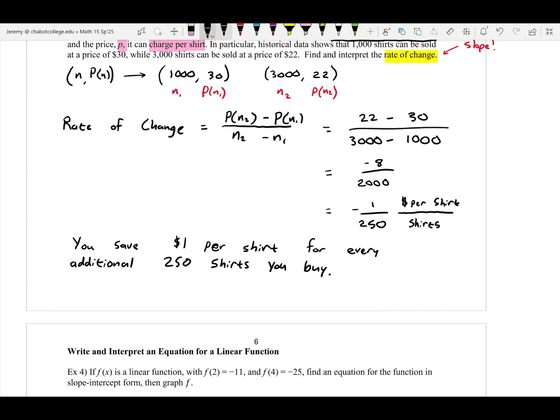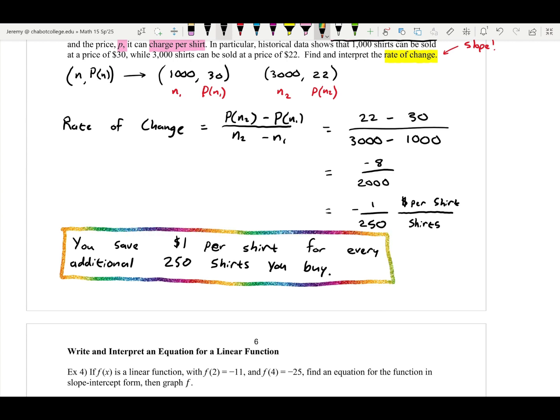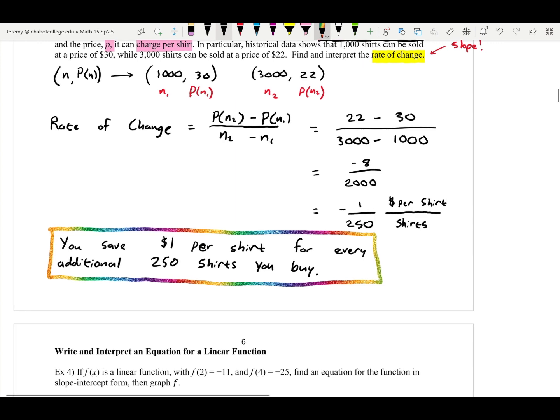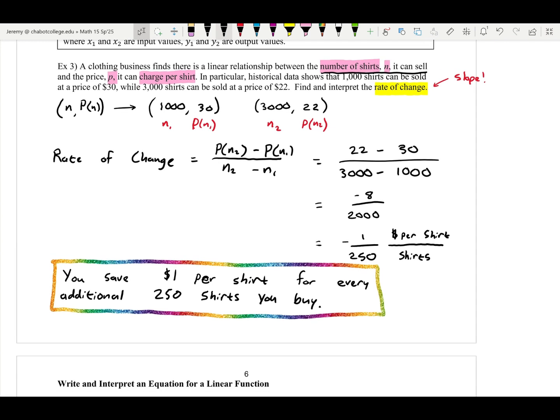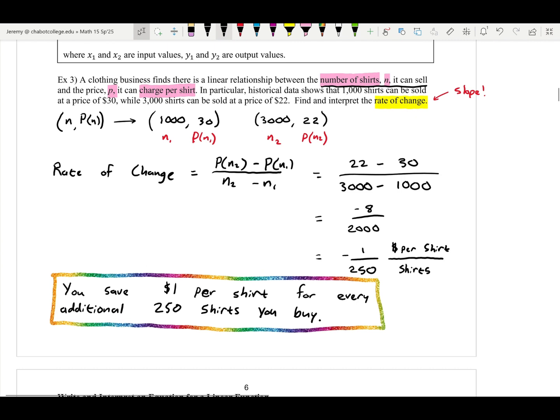Okay, you could have spelled this out differently than I just did, but I wanted to give an answer in plain English to indicate that I really understand what is going on in this problem. You also could have said, the price per shirt decreases by $1 for every additional 250 shirts you buy. There are a lot of different ways you could say this, but just to indicate that we understand what the rate of change actually is, we'll want to include a sentence like this.